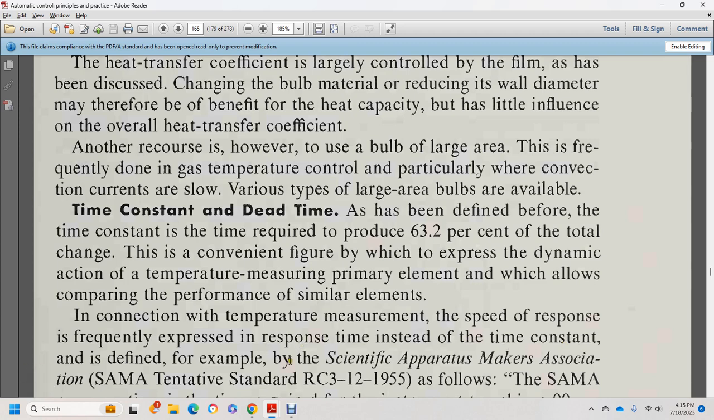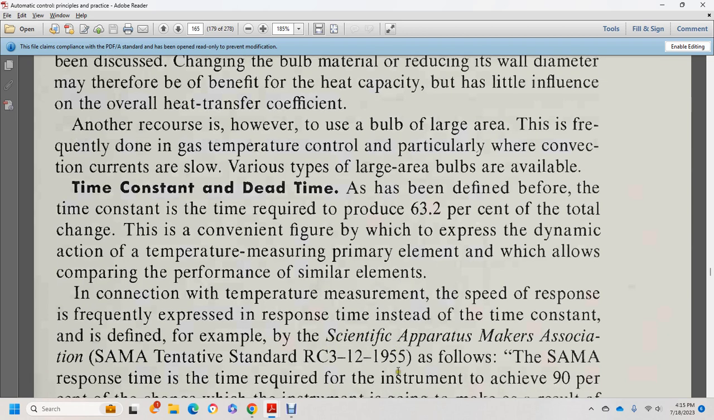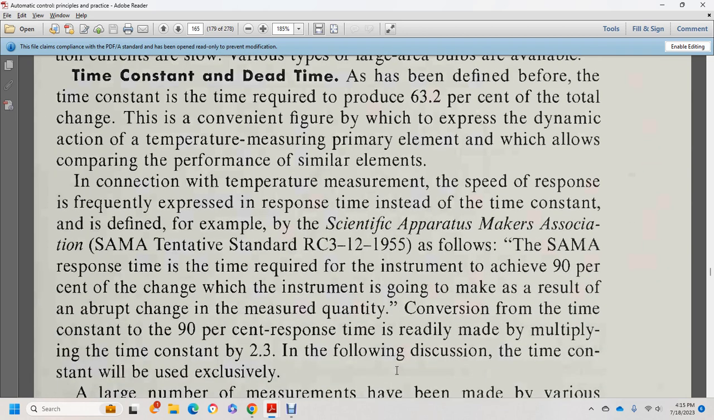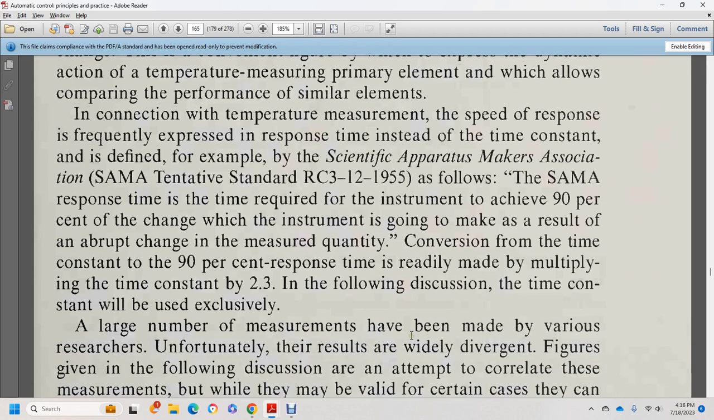of response is frequently expressed as the response time instead of the time constant, defined, as an example, by the Scientific Apparatus Makers Association, or SAMA, tentative standard RC 31-2, 1955. That is the SAMA response time: the time required for the instrument to make 90% of the change, as the result of an abrupt change in the measured quantity. From this, the 90% response time is readily made by multiplying the time constant by 2.3. In the following discussion the time constant will be used exclusively.